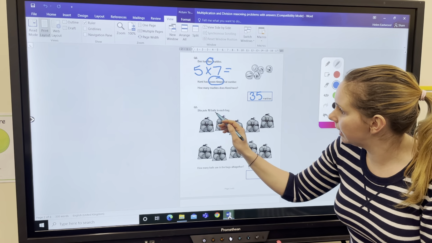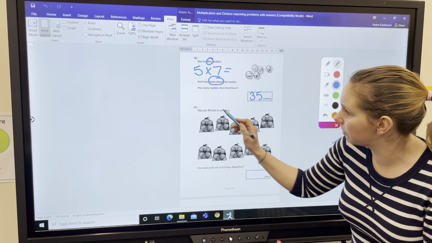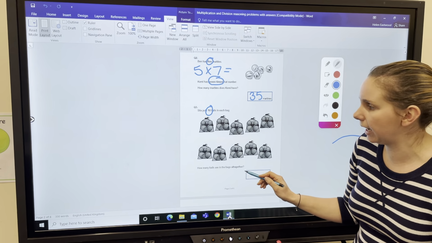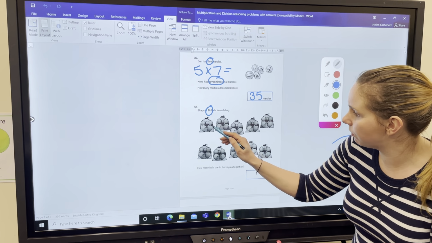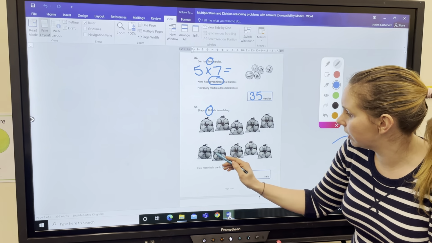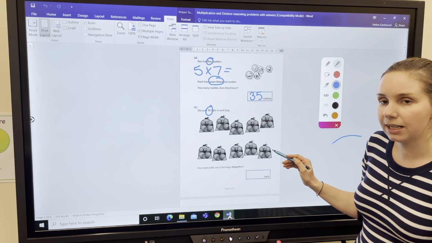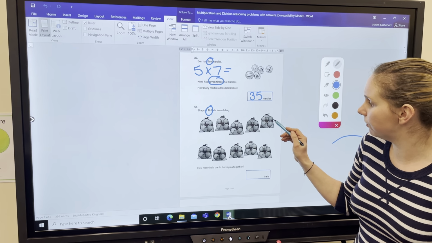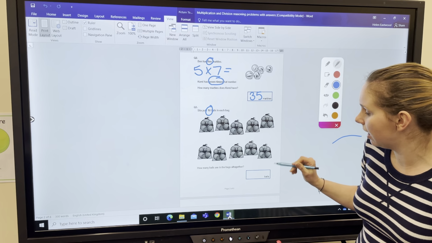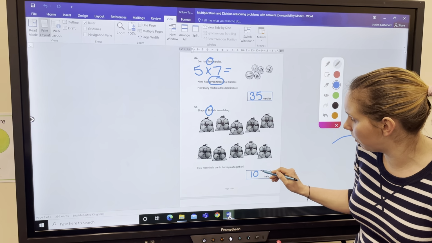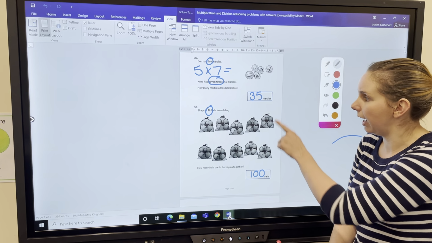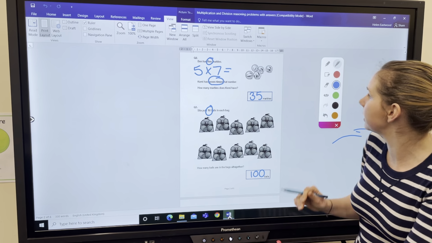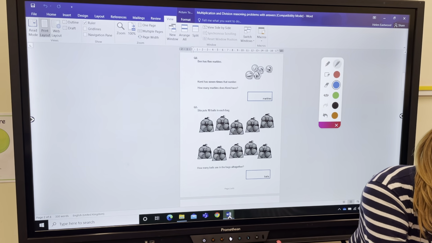Question 3. Sita puts 10 balls in each bag. I'm going to circle that 10. How many balls are in the bags all together? So we need to find out how many bags we have. 1, 2, 3, 4, 5, 6, 7, 8, 9, 10. 10 bags with 10 balls in. I know it's 100. 10, 20, 30, 40, 50, 60, 70, 80, 90, 100. Please check that you have written 100 as that number. And the same with 35. If you have your digits in the incorrect place, it will not be the correct answer. I'm writing all over the board there.